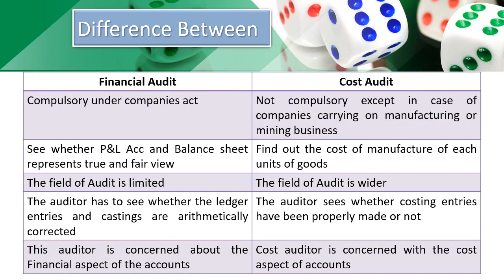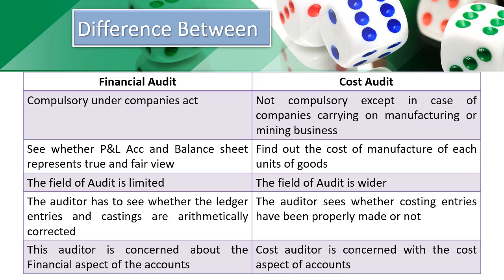Now here is the difference between financial audit and cost audit. Let us understand this. Under financial audit, the first point says it is compulsory under the Companies Act. Every manufacturing company or every company has to conduct a compulsory financial audit of their financial accounts. Under cost audit, it is not compulsory except in the case of companies carrying on manufacturing or mining business. As we have discussed, there are certain regulatory sectors and some non-regulatory sectors wherein there are manufacturing concerns and mining businesses. For those, compulsory cost audit is required.